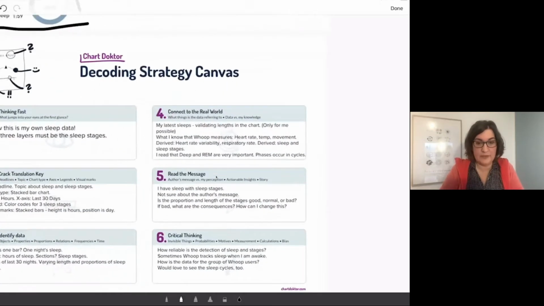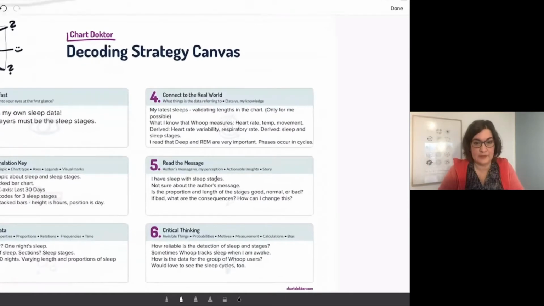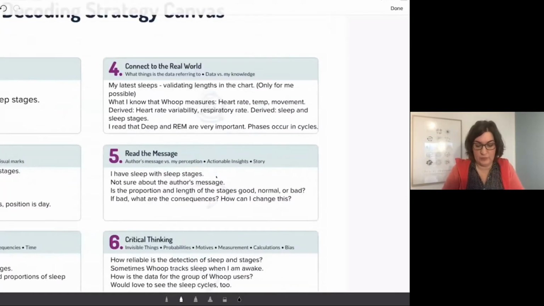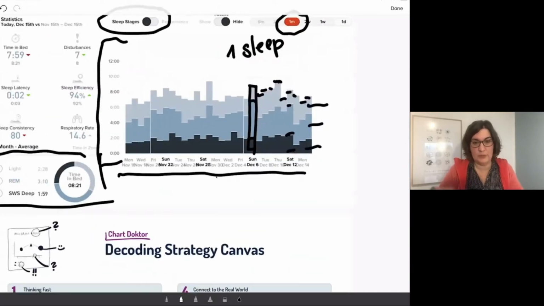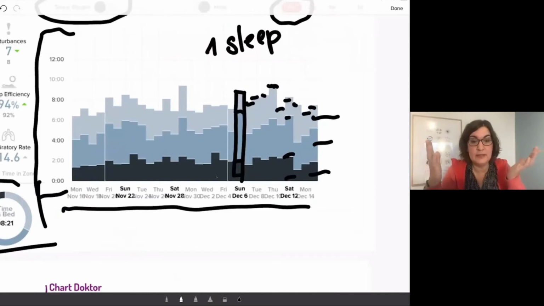So, most important point: read the message really from this chart. First there was the wow effect. For the first time I can see my data, but then what's the message? I just would say I sleep with sleep stages, right? I cannot really say that I have great sleep or poor sleep. I cannot benchmark. I don't know what's normal, if this is okay, if this is really astonishing. It really leaves me a little bit helpless with the message.